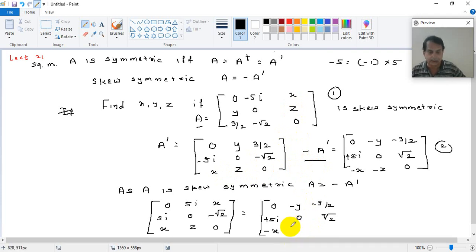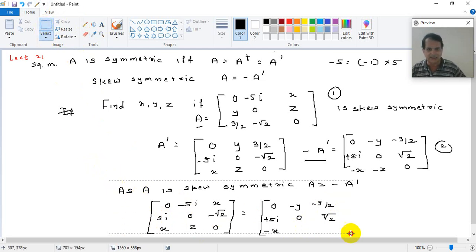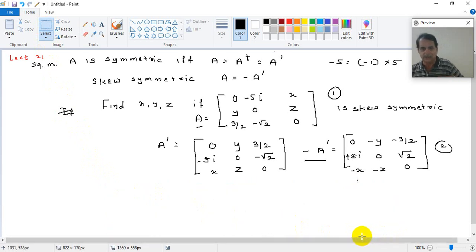What is happening here? I am making some errors. This should not be. A and minus A dash are equal. For A I have written 0, here it is minus 5i. Then I have written something wrong here. Okay, I will erase all these things and I will explain it. Errors like this are very silly things. We should not indulge in this. Okay, so what is A given? 0, minus 5i, x, that is there. Then second row is y, 0, z, third row is 3 by 2, minus root 2 and 0. This is your A dash.